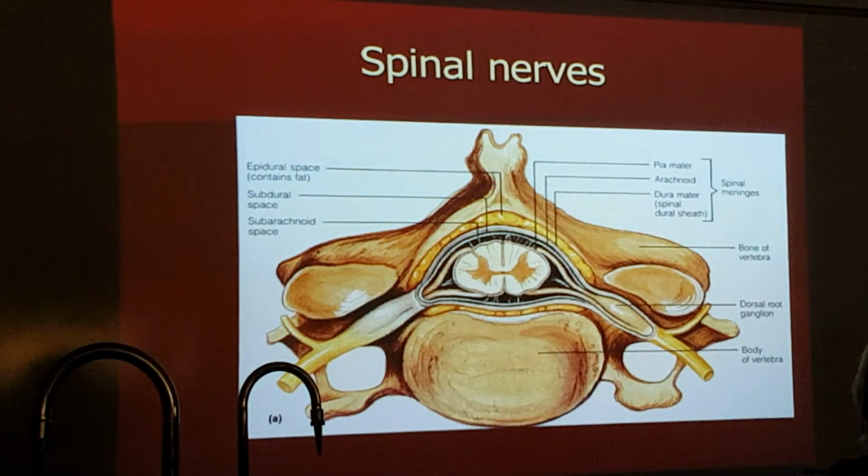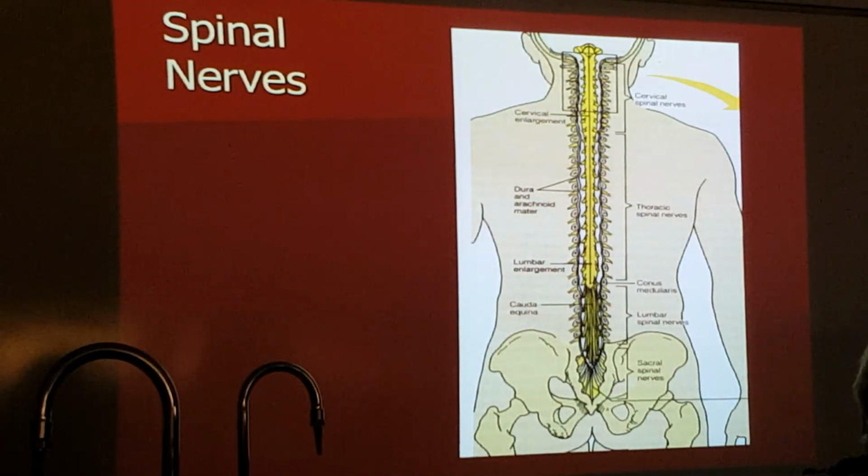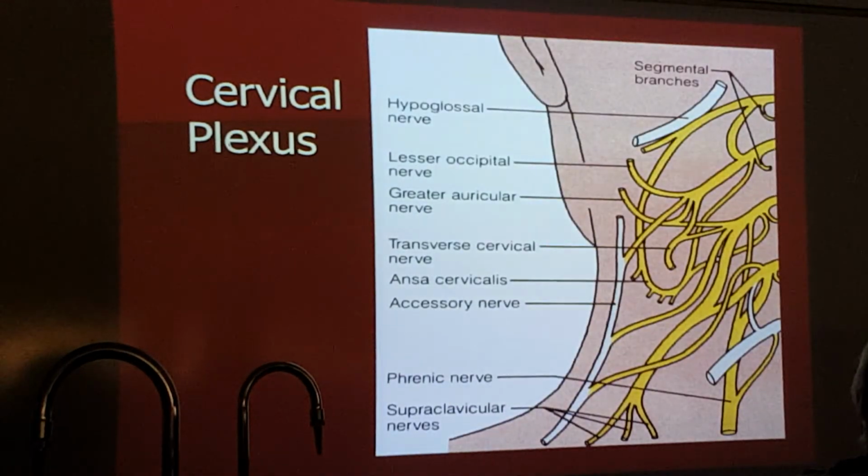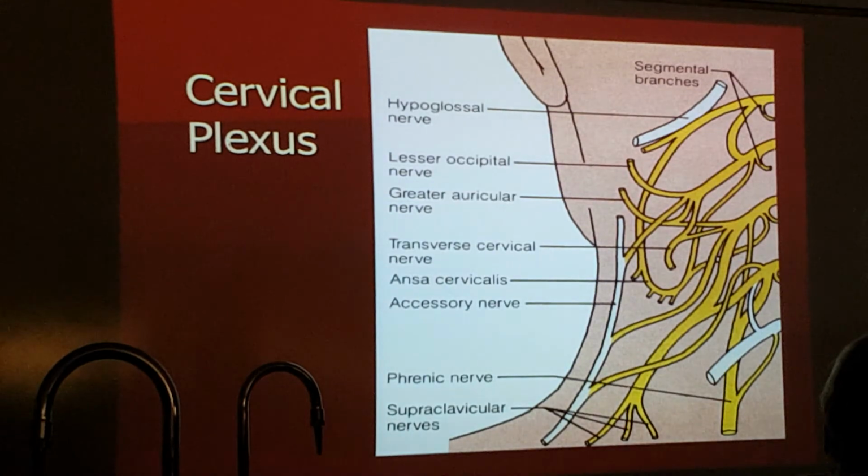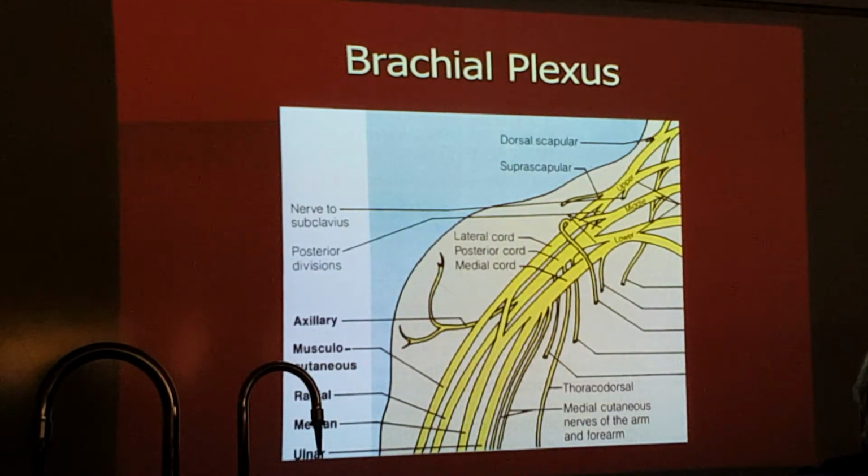Spinal nerves, epidural space. So we have cervical nerves, thoracic nerves, and lumbar nerves, and sacral nerves. And the plexuses, we've talked about the plexus a little bit, haven't we? Yeah. We have the cervical plexus, which is not very dramatic, really. However, the brachial plexus is huge.